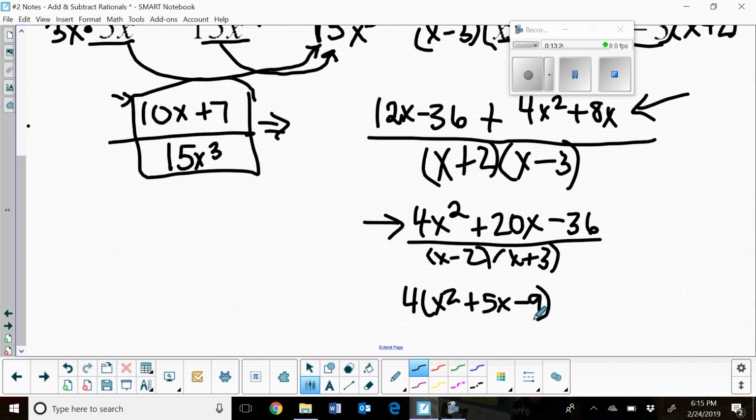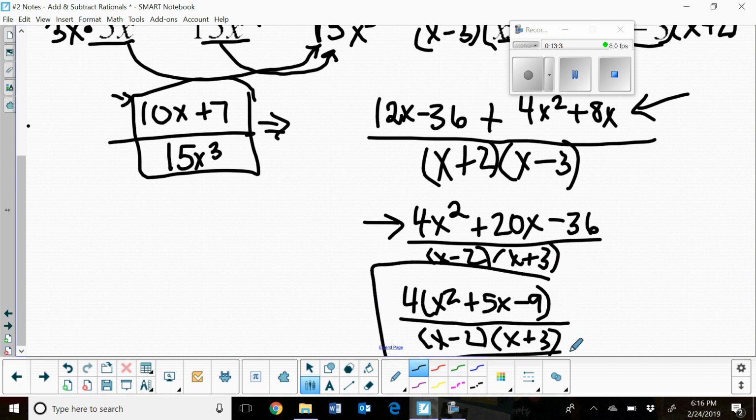Now, does anything multiply to 9 that has a difference of 5? And the answer is no. So this numerator is not going to factor. But I needed to check, because if it did factor, it might have canceled out with one of these factors. Okay, so here's my final answer.